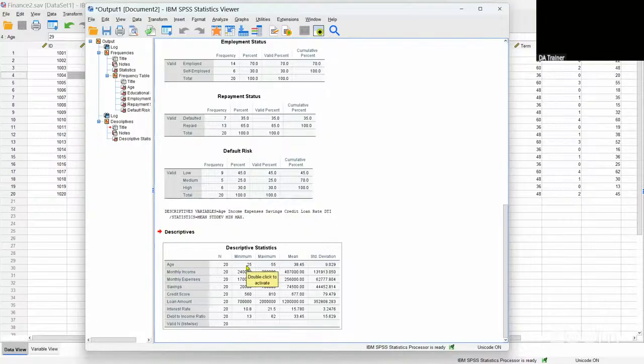The minimum person, the youngest person, is 25 years old. And now the eldest person, which is under maximum, is 55 years old. The eldest person is 55 years old. And then the mean age of all the data that is there is 38.45. Okay. And then the standard deviation is 9.029.